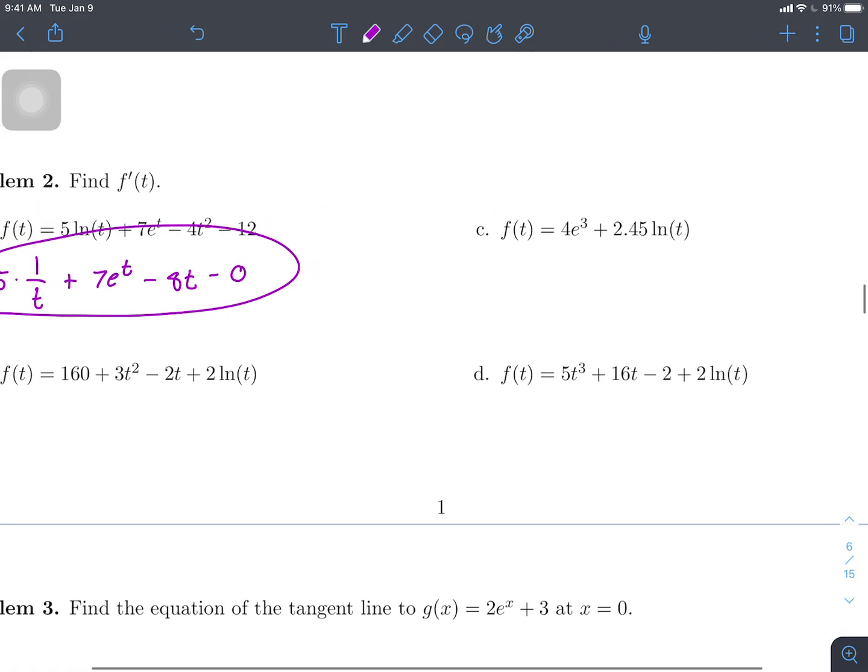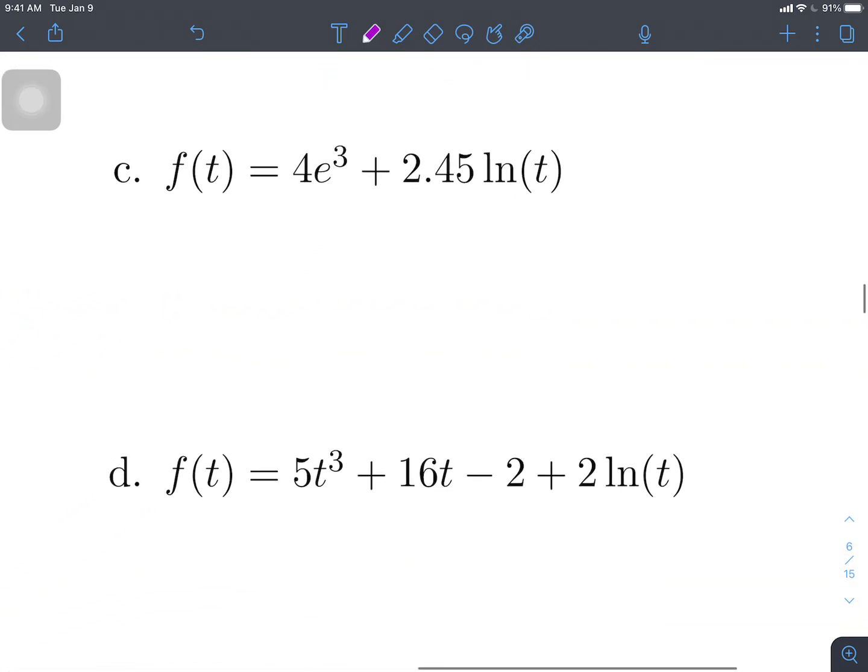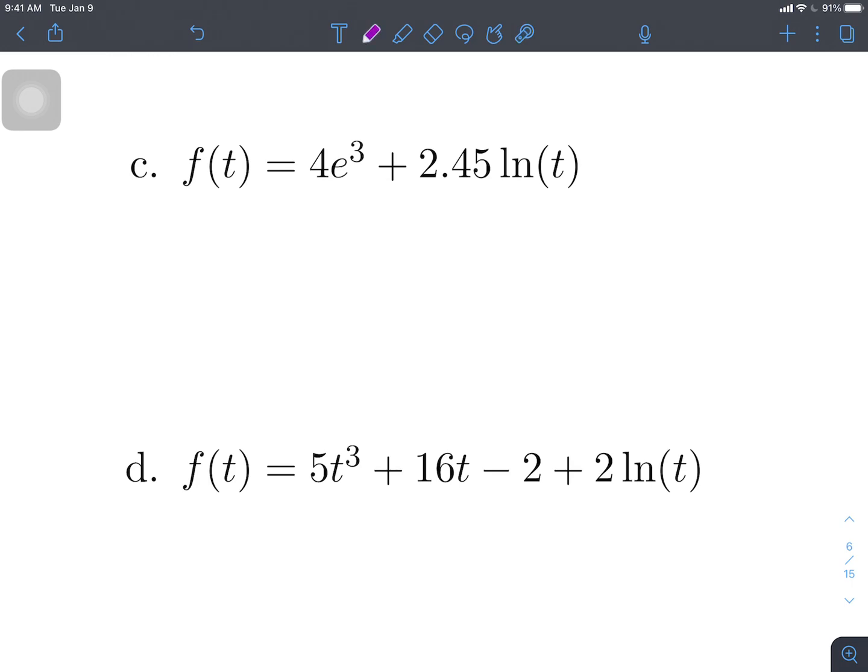All right, let's do another one. How about, oh, this is a good one. Let's do part C. What rules am I going to need to use to do part C? Sum? Constant times the function. Do I need to use the power rule for the first part? Can someone tell me? We actually don't need to use the power rule for the first part. Can someone tell me why?